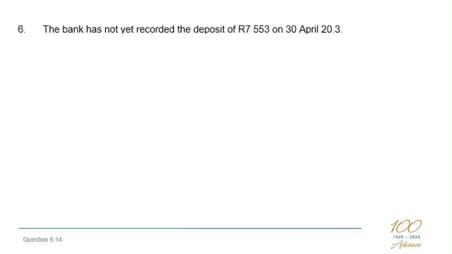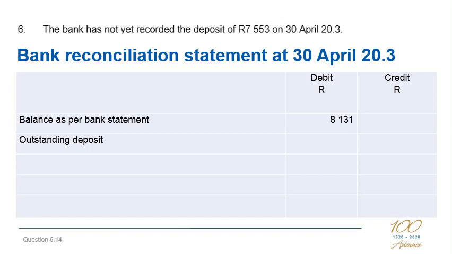The bank has not yet recorded the deposit of 7553 on the 30th of April 20.3. So if the bank has not yet recorded it, we know about it, but the bank does not. I fix bank errors or omissions in the bank reconciliation statement. So now I've got an outstanding deposit. If you think about the bank's point of view, an outstanding deposit will make the bank owe us more. So that 7553 will have to be added on the credit side.